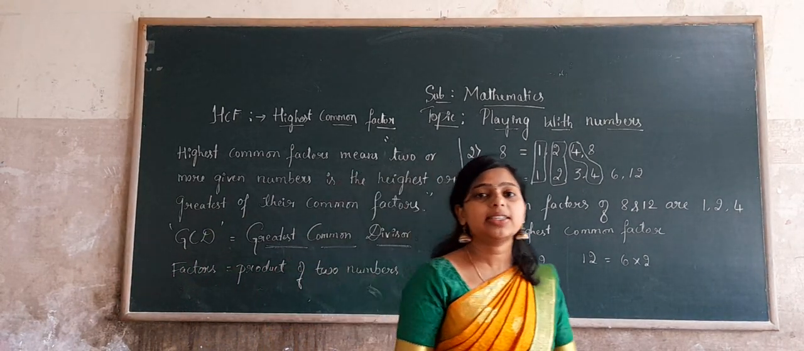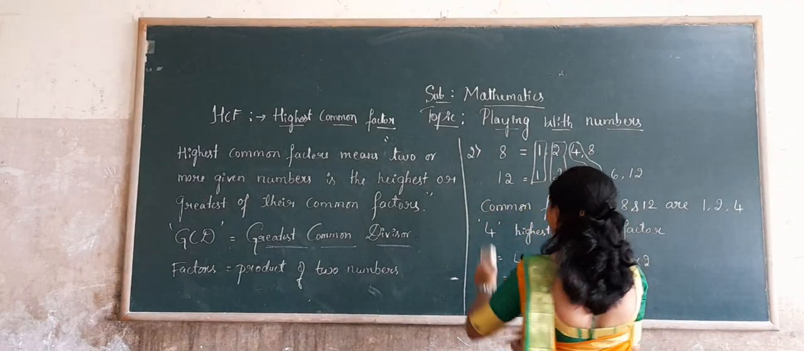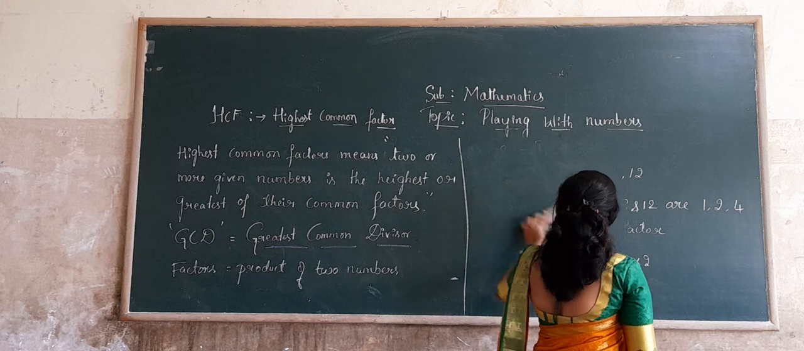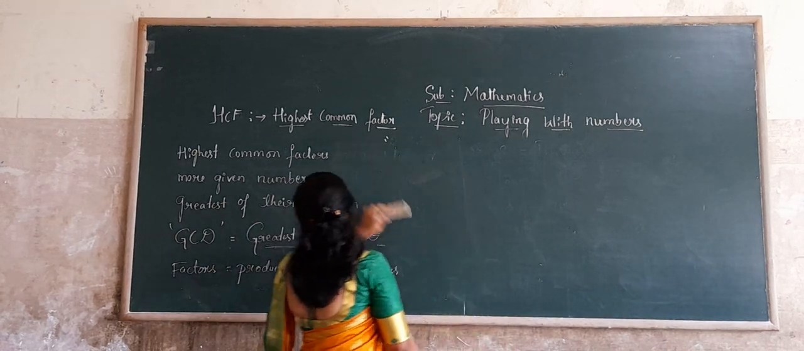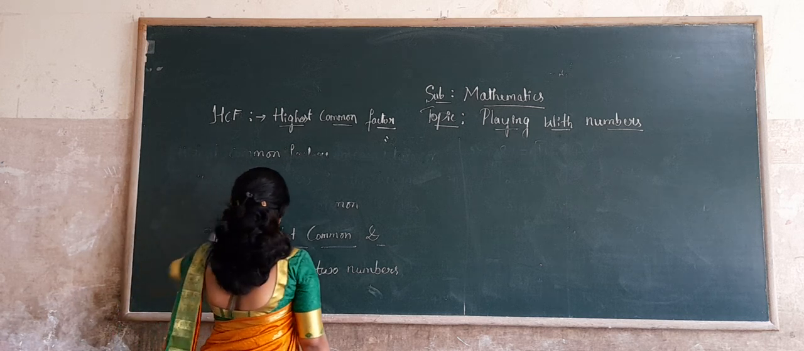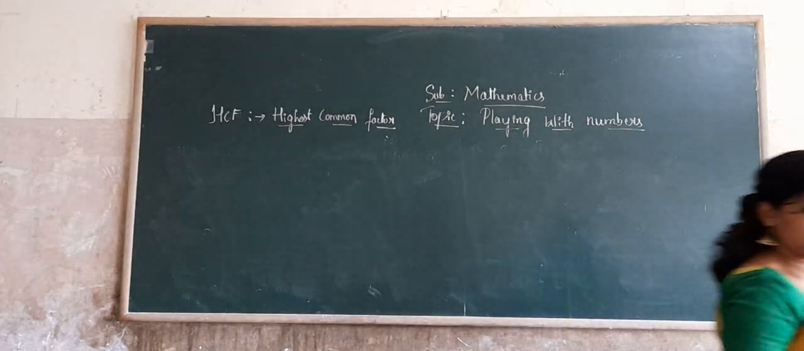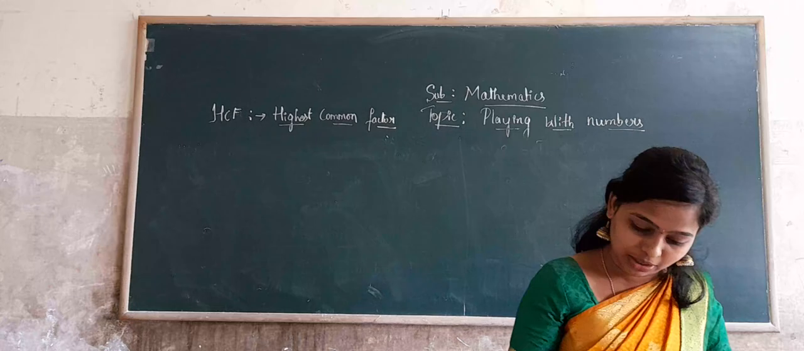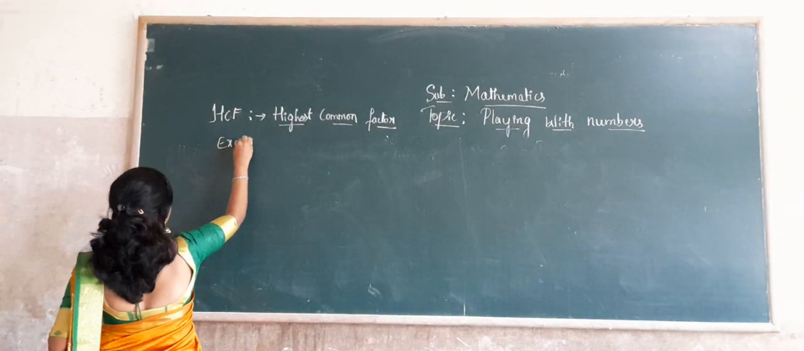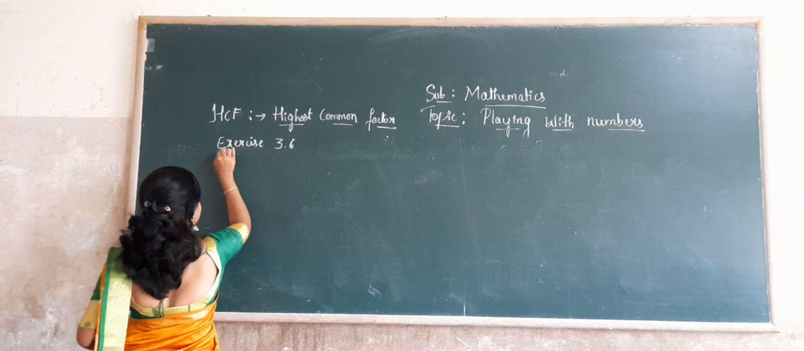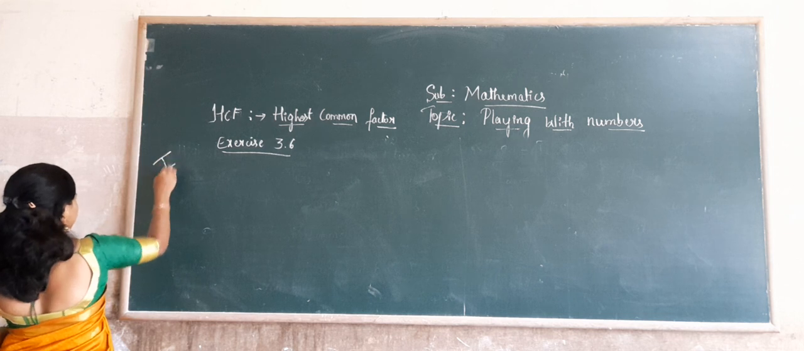Next we move on to exercise problems. Exercise 3.6. Open your mathematics books. Page number 63. Find the HCF of the following numbers.